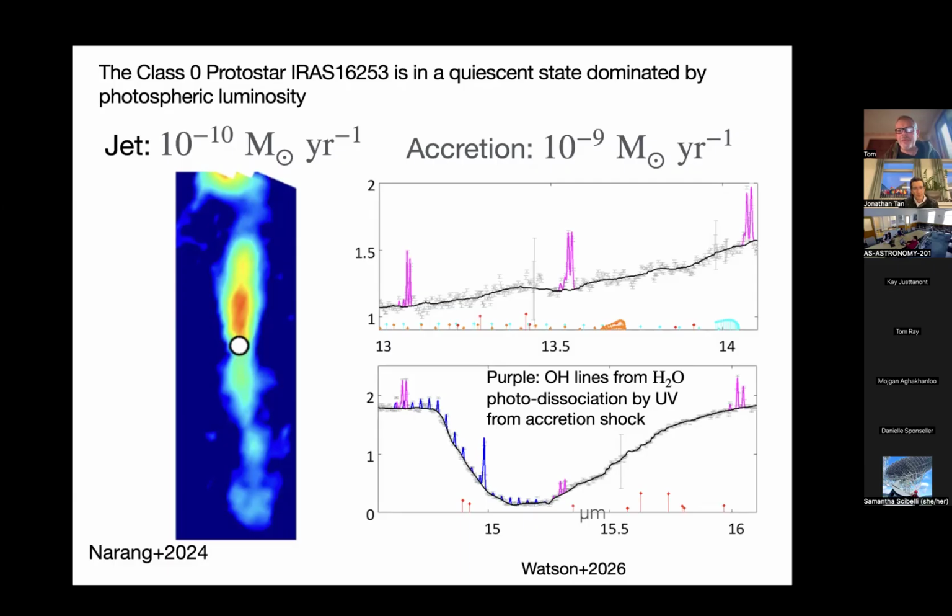And so this object, even though it's a class 0 protostar, deeply embedded, appears to be in a quiescent state where the luminosity is dominated by its photospheric luminosity. But we still see a jet, and as I show later, we still see a wind from this object, even though it is in this quiescent state. By the way, this is, I think, the first time that OH has been used as a tracer of UV radiation from shocks and been used to measure accretion rates from a protostar.